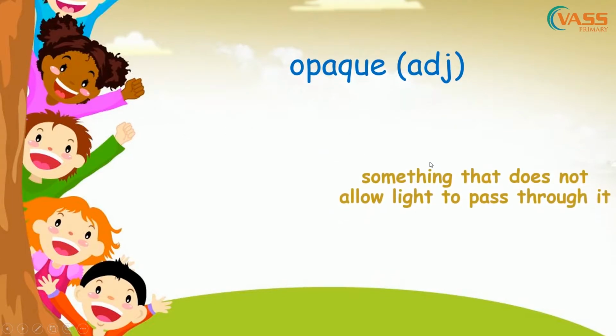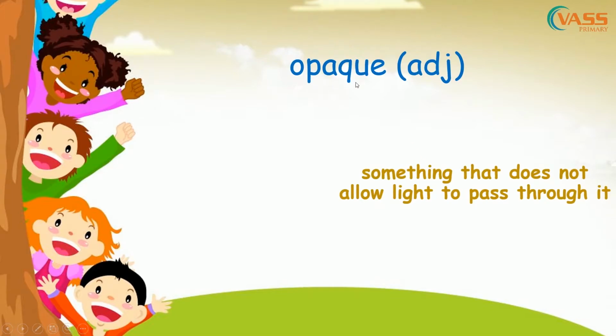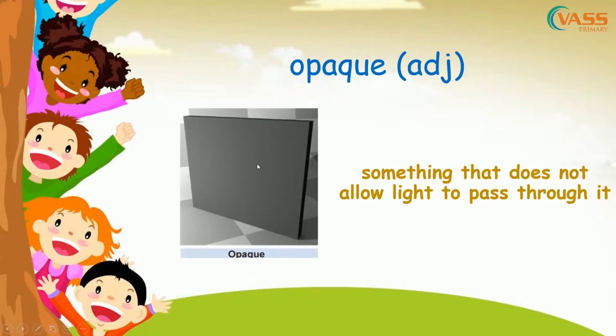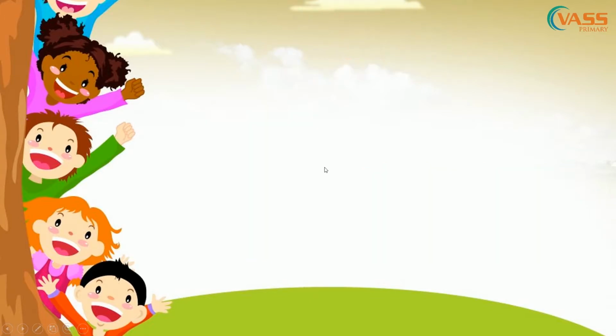Opaque. Repeat after me. Opaque. Opaque is something that does not allow light to pass through it. Look at this picture here. The black material makes it so no light passes through and you can't see behind it.